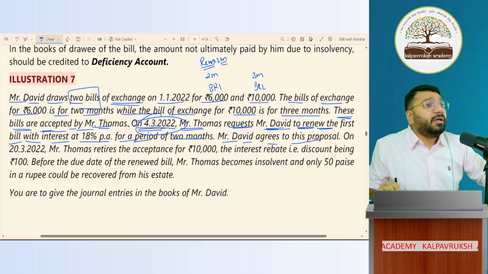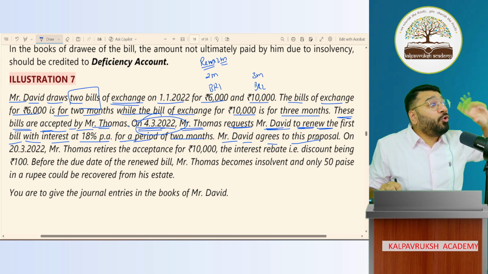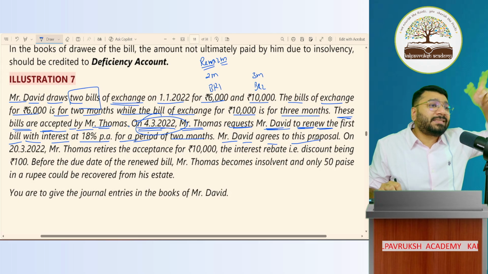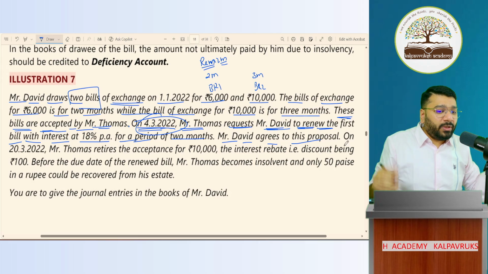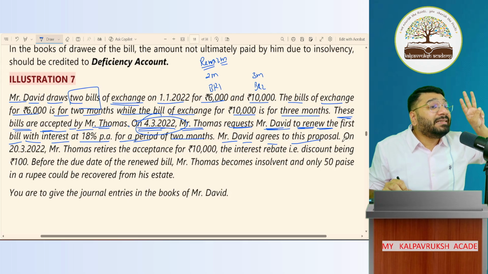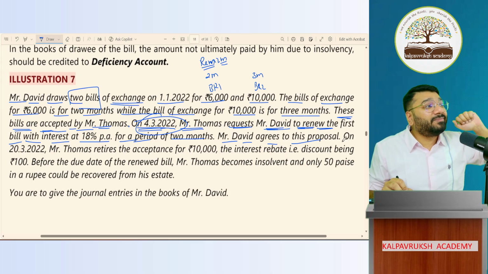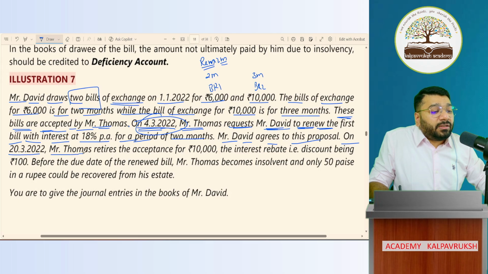Renewal happens because of mutual acceptance only. If one person forcefully says to renew, it is dishonour. But here both are accepting, hence it is called renewal. Where BR1 is cancelled, in place of that we are issuing BR3, not 2. 2 is already there. So it's BR3. Full stop. Then on 20 March 22, Mr. Thomas retires the acceptance for 10,000 with interest rebate and discount being 100.